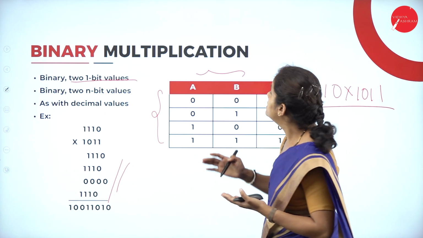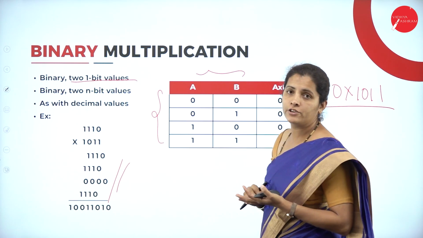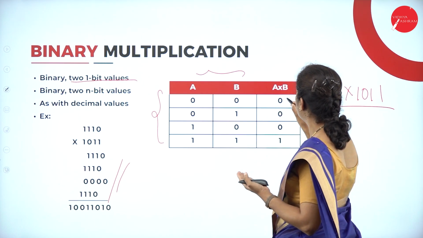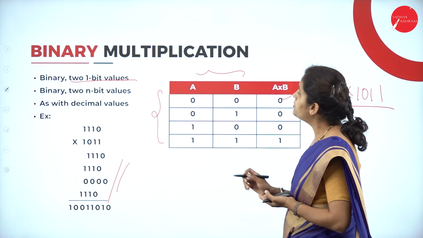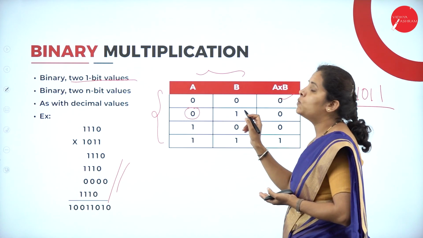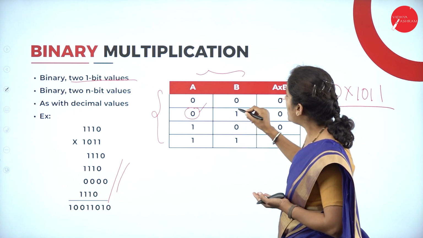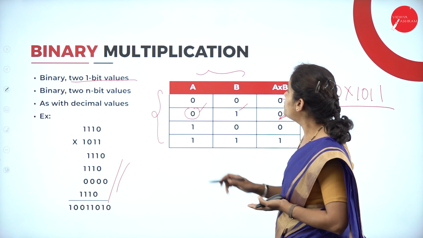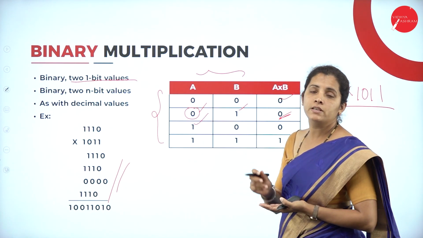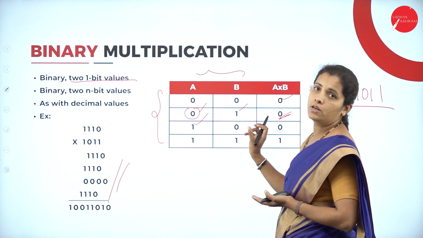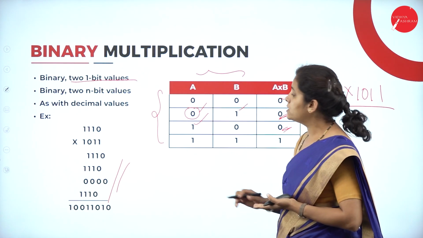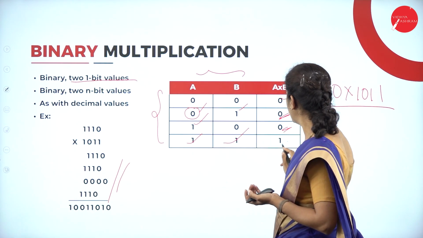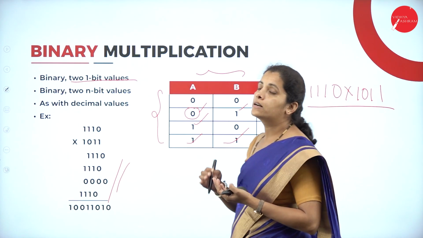Okay, before that, let's see the rule for multiplication. If we have both zeros, that means 0 into 0, I'm going to get 0. Suppose I have 0 and 1, that means 0 is the low value and 1 is the high value, then the result is low, that is 0. Suppose I have high and low, that means I multiply 1 with 0, then I'm going to get 0. Suppose I multiply 1 by 1, I'm going to get 1. So here, consider the example.